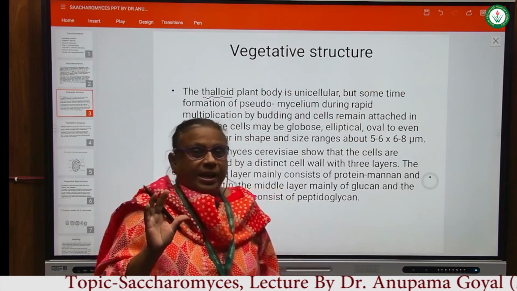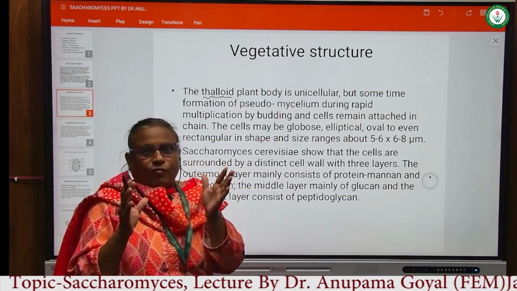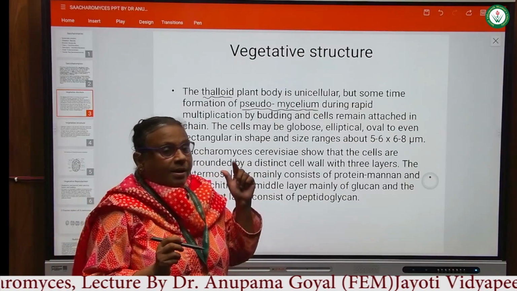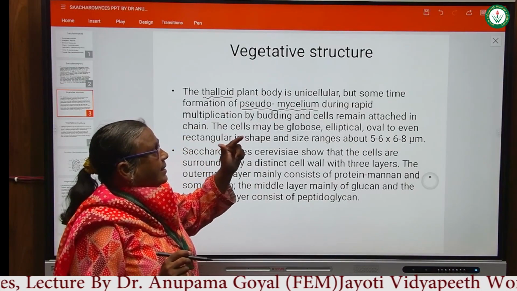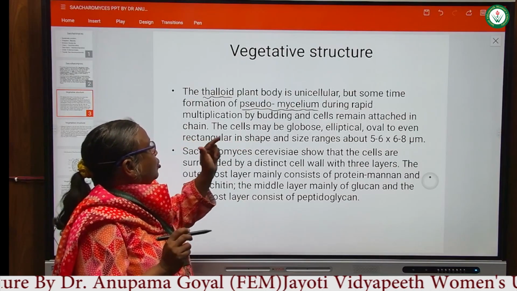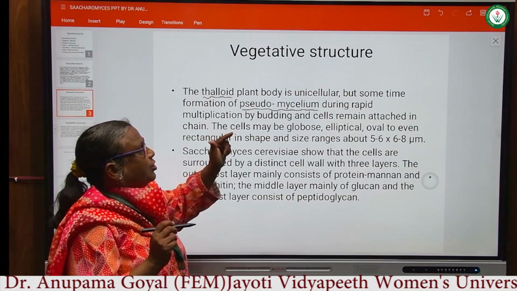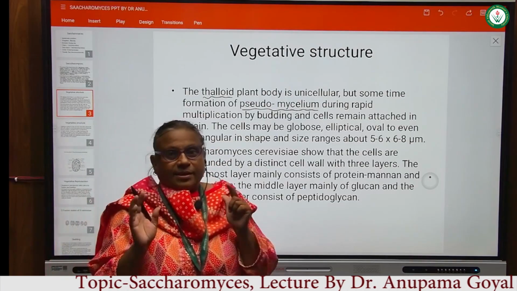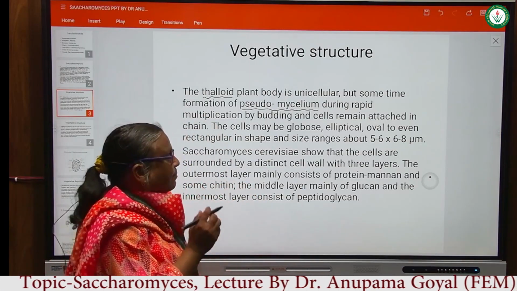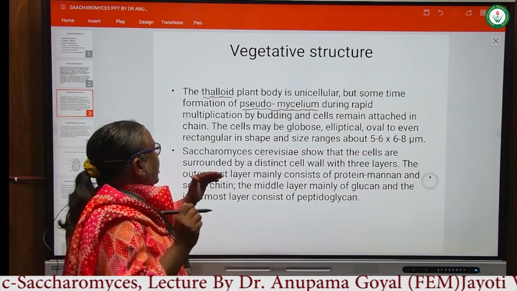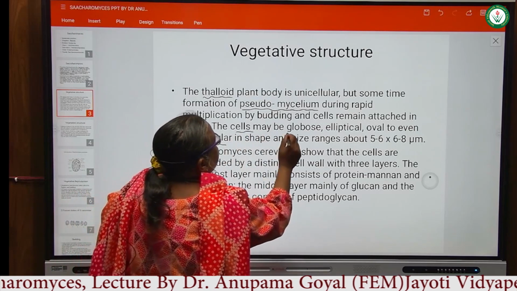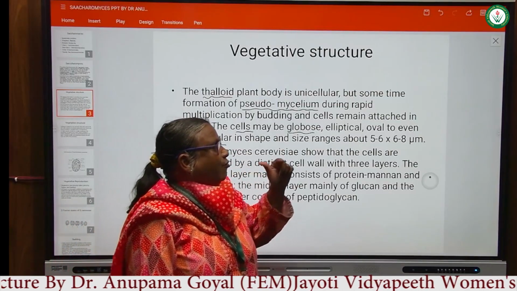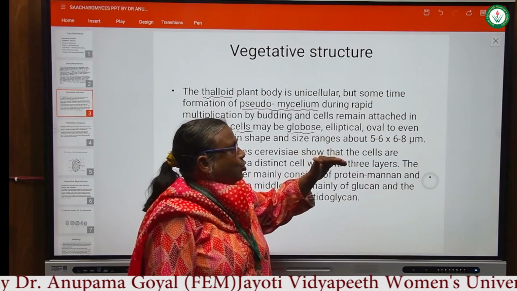It is made up of only one cell, but sometimes, due to the formation of pseudomycelium or false mycelium during rapid multiplication by budding, the cells remain attached in chains. So because of the formation of pseudomycelium, the cells remain attached in chains. The cell shape may be globose, elliptical, oval, or even rectangular, and the size of the cell ranges from about 5 to 6 times 6 to 8 micrometers.